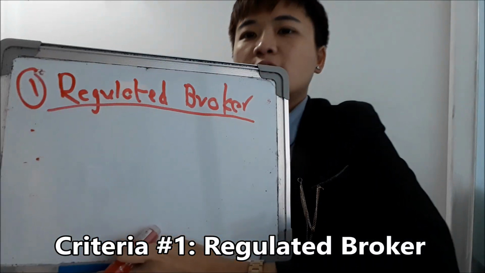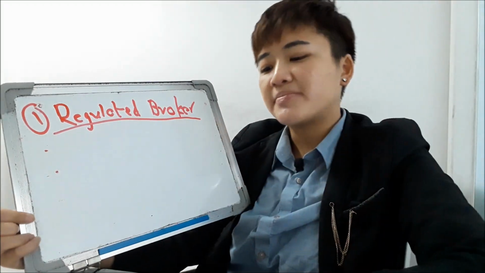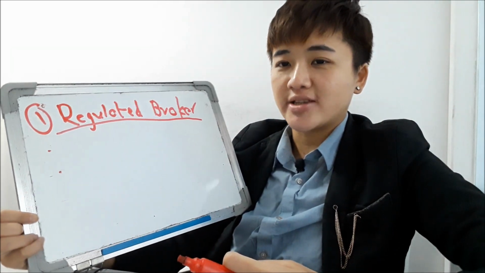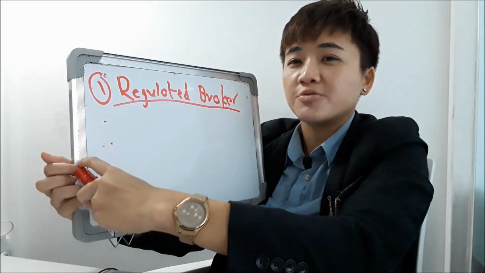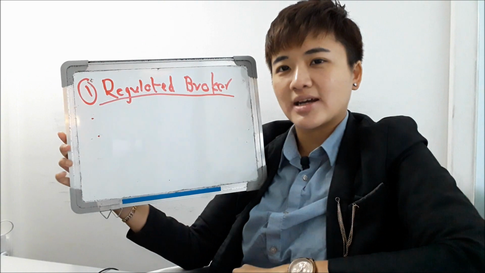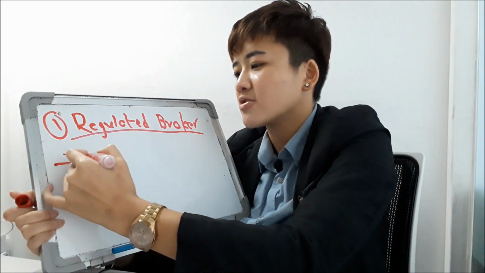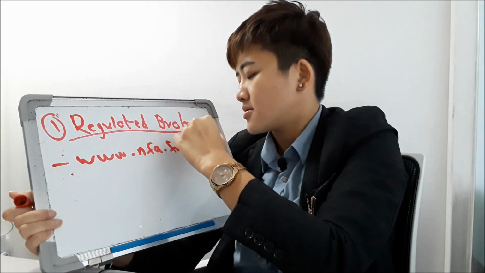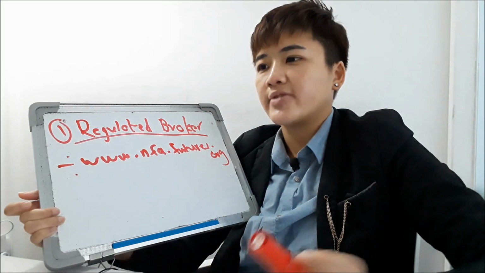The first criteria, you need to make sure that your broker is regulated, particularly if it's regulated in the country that you are staying in. Also depends on which country you're staying in. For me, I'm in Singapore, so whenever a broker is regulated by a Singapore authority, I would trust it. I would feel more secure because it's very hard for a broker to be regulated by the Singapore authority, which is MAS. So if you want to check whether your broker is regulated or not, one of the websites that you can go to is nfa.futures.org, or just go to Google and type in NFA and then you can find the website.